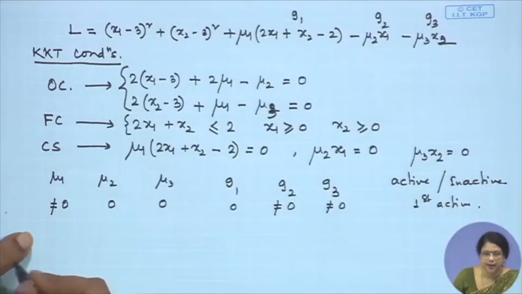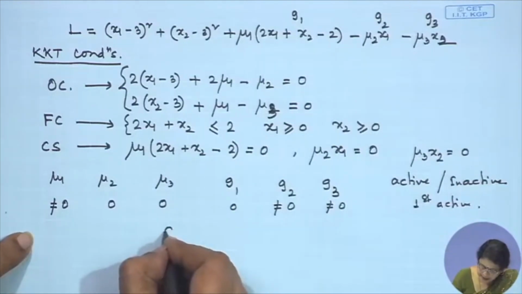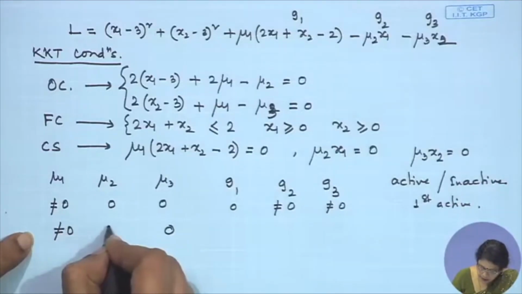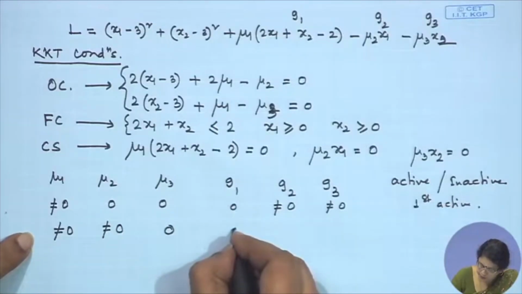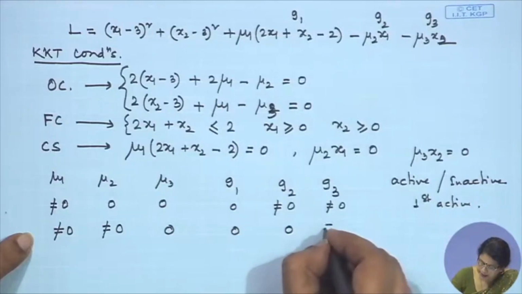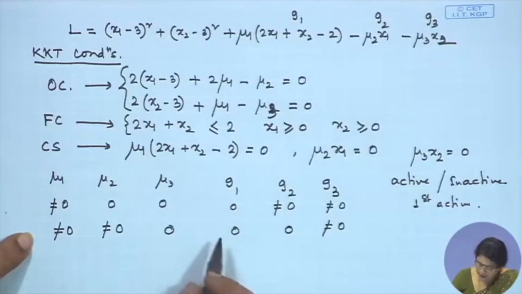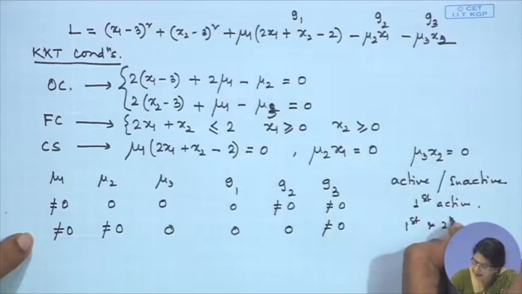Okay. Let us take the other conditions, that let us consider mu3 is equal to 0, mu1 not equal to 0, mu2 not equal to 0. Then what we will have? We will have G1 equal to 0, G2 equal to 0, and G3 not equal to 0. Okay. Then who are the active constraints? The first and the second would be the active constraints.